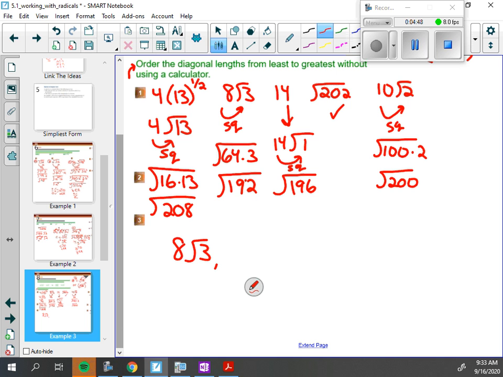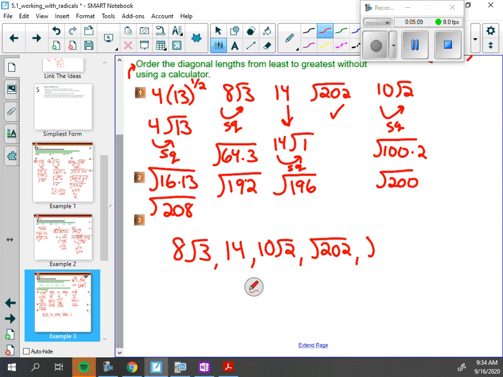Then what number is going to go next on my list? 14 would go next because it's the square root of 196. Which one would go next? 10 square root 2 because it would be the 200. Then you put the 202, well, it was already the square root of 202. And then the last one is 208.